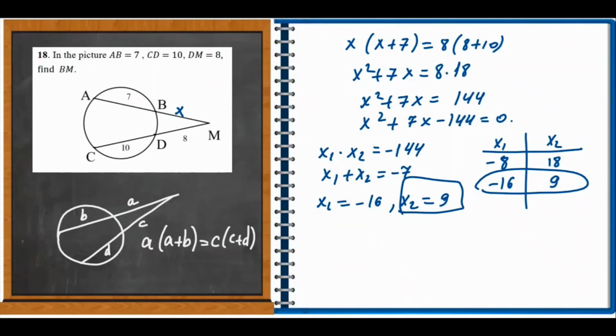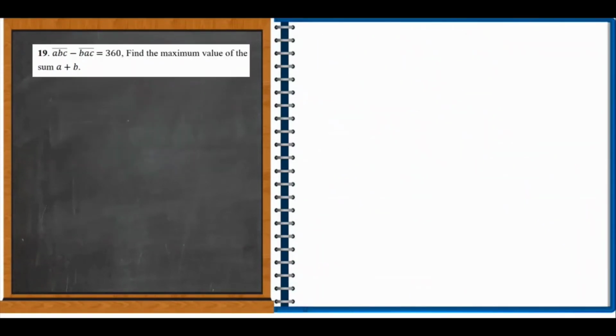The correct answer is 9. Number 19. In number 19, we are given the difference of two numbers, which is 360. We must find the maximum value of the sum A plus B.